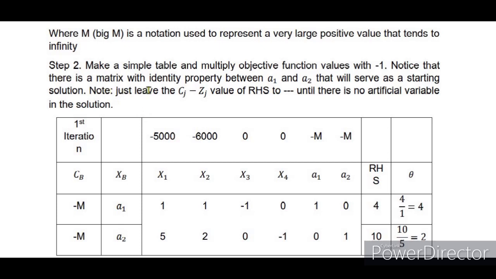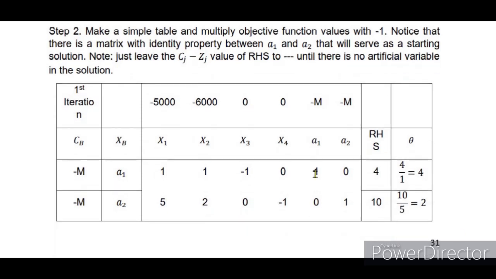Notice that there is a matrix with identity property between a sub 1 and a sub 2 that will serve as a starting solution. Because it is under x sub b, there is an identity property. Under the column a sub 1, column a sub 2, there is 1, 0, and 0, 1. So whenever we see an identity property, we can start our iteration from there. It will be our starting solution.